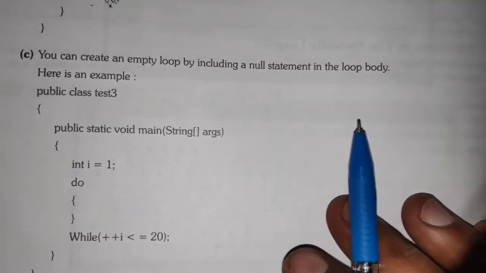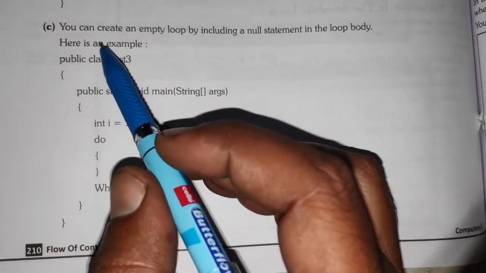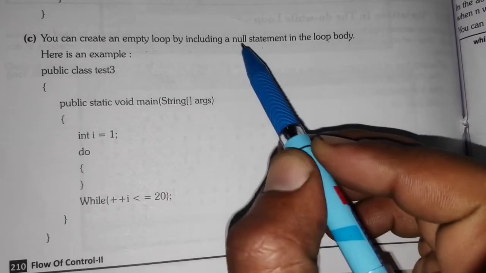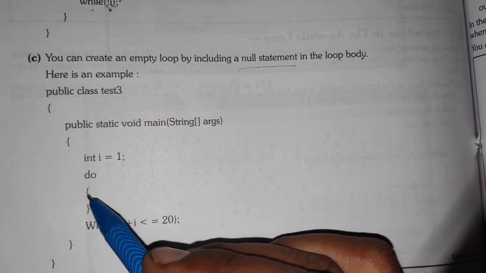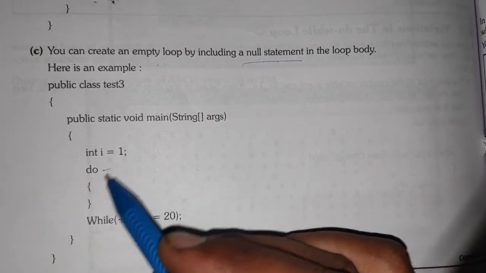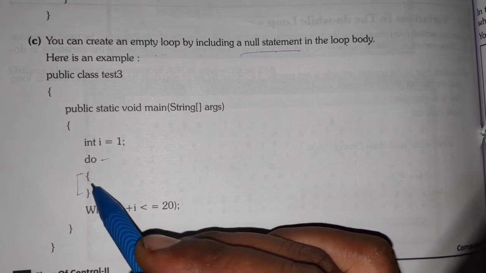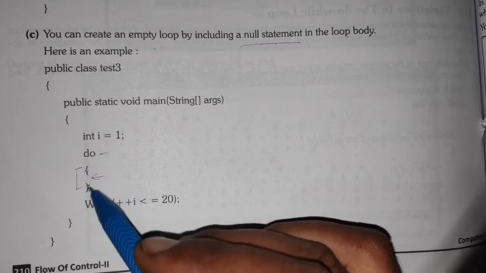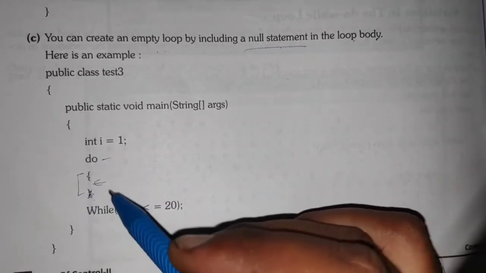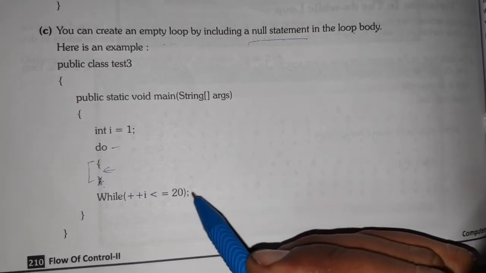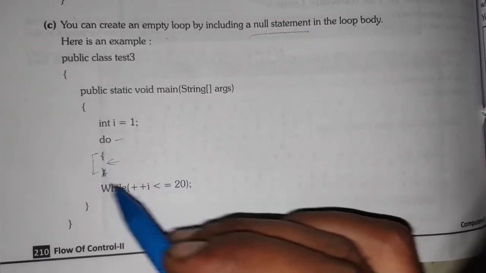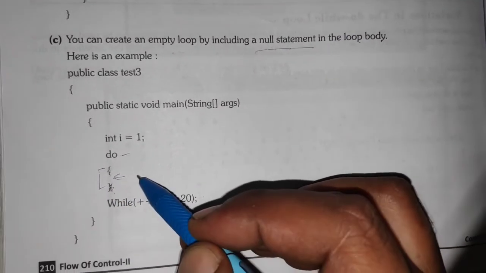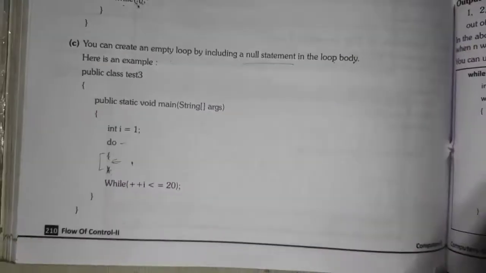And here is the next point, that is you can create an empty loop by including a null statement in the loop body. A null statement is an empty statement. For example, you can see here do is there, and after the do a set of curly brackets is there, but inside the curly brackets there is no statement, so that is a null statement. So it is also an empty loop. It will also work for 20 times, as the condition is written, but it will not repeat anything, or show you anything on the screen. So that's why this is the empty loop which is created by adding a null statement.